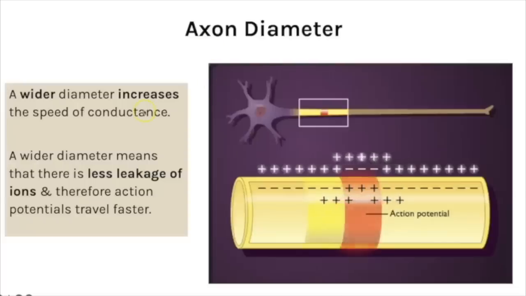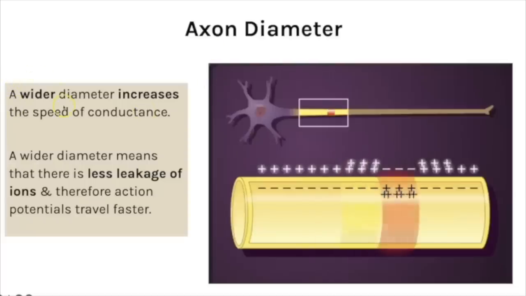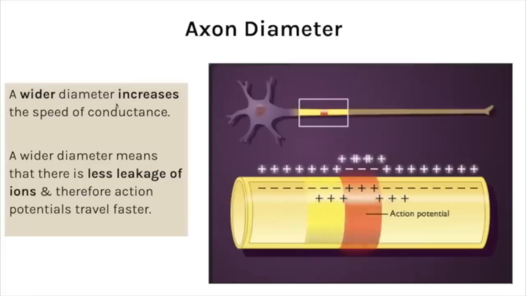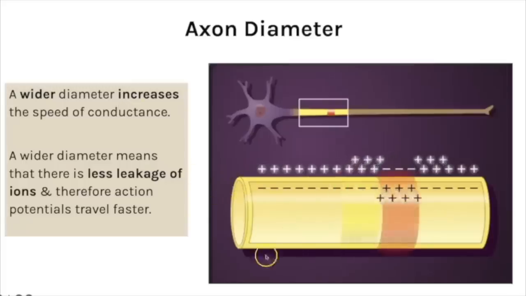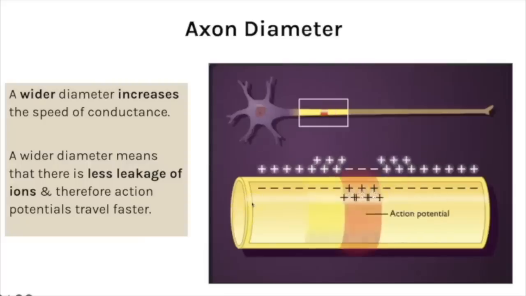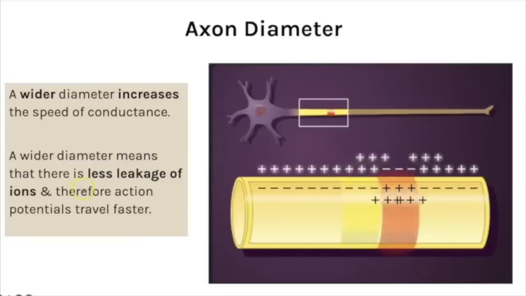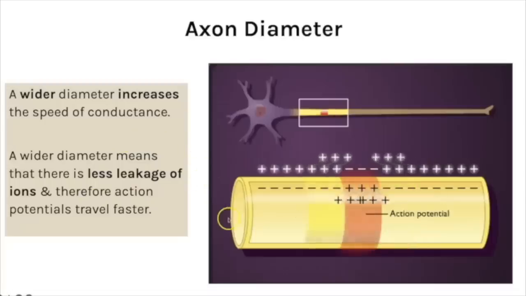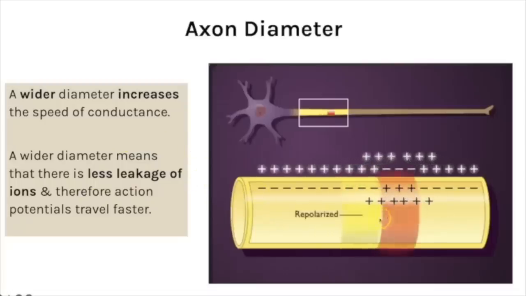Next then, the axon diameter. The wider the diameter, that is going to increase the speed. And the reason for that is basically like the idea of physics and wires and electricity. So the wider the diameter, that means we're going to have less leakage of the ions, and therefore the action potential can move faster.